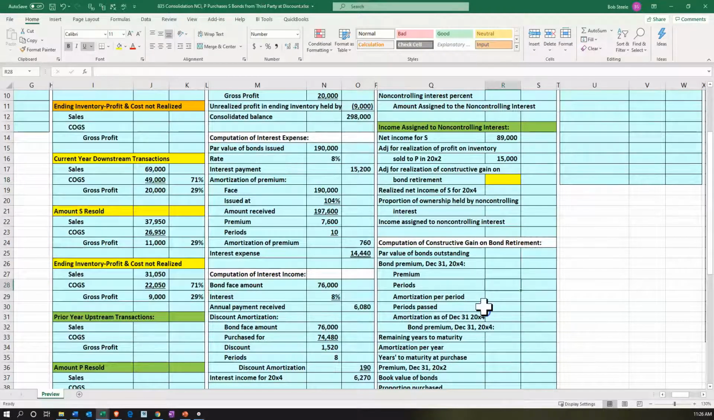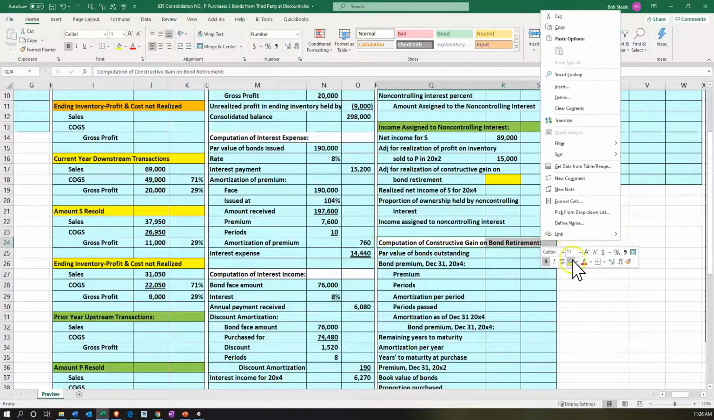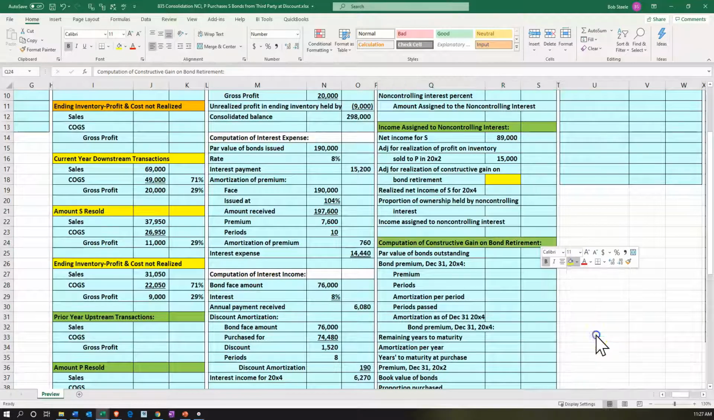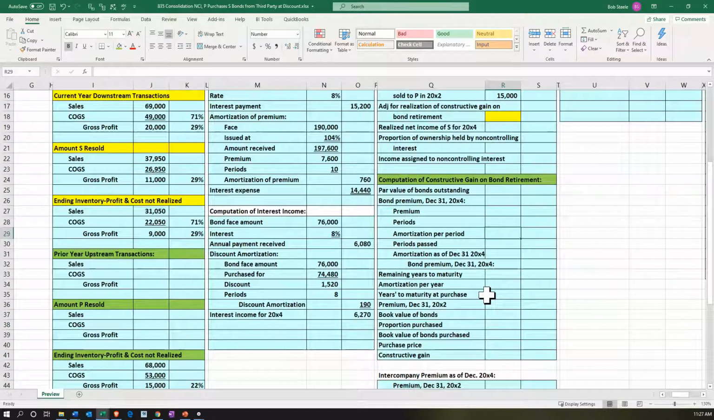So now let's take a look at this one. This is the computation of constructive gain on the bond retirement. So this is going to be kind of one of the new components here. We'll do this with a table type format. Now this one has to do with this bond that was purchased by the third party. So let's think about this constructive gain concept.